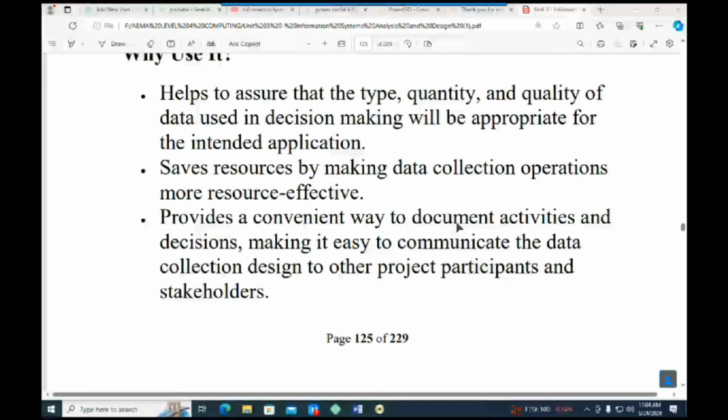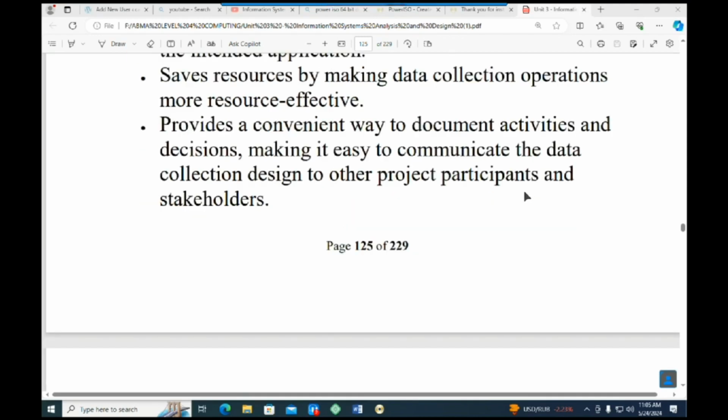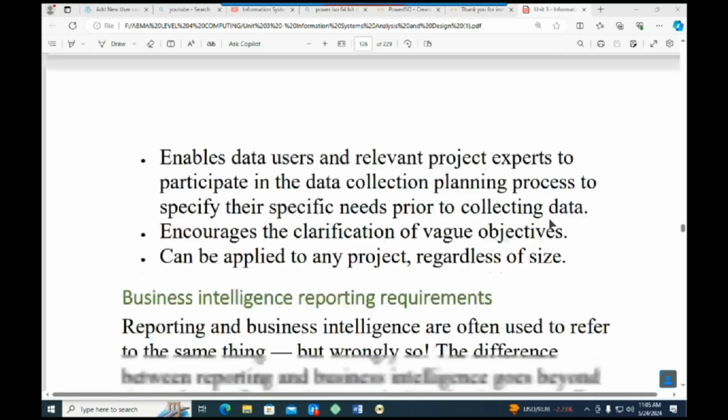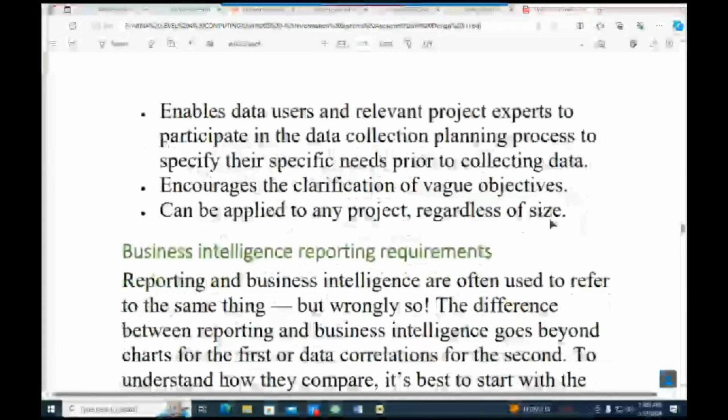Number two, DQO is going to save resources because we are going to make data collection operations more resource effective. Then the third one, it is a convenient way to document activities and even decisions, and that is going to make it easy to communicate about the data that was collected, the design, and also to communicate to other project participants and all those people who are funding the project, the project stakeholders.